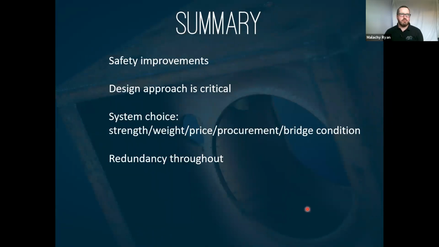So summary, basically, we've got a lot of safety improvements over the years that have saved lives. The design approach, I think, is critical when you're looking at a blanket UDL or patch loads. The system choice, it's a bit of a challenge. Strength, weight, price, procurement, existing bridge condition all play a part of this, and you should always have redundancy throughout. That's key to any design of access under bridges. If something fails, there's a backup system to deal with it.